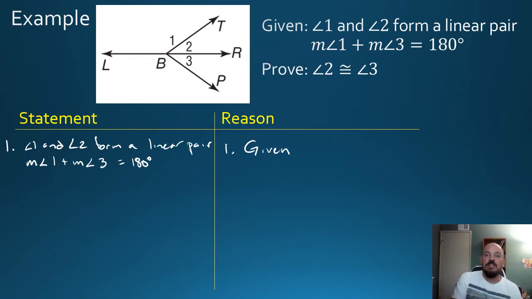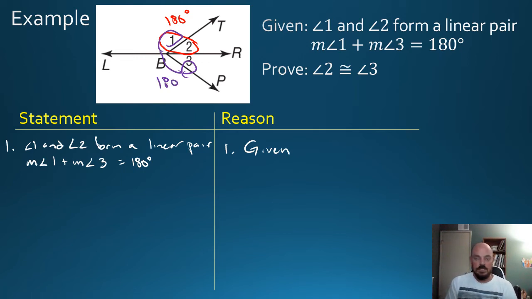So I said angle 1 and angle 2 form a linear pair. Now we just talked about the linear pair postulate. Linear pairs add up to 180. Then I said 1 and 3 also add up to 180. So this one and this one also add up to 180.